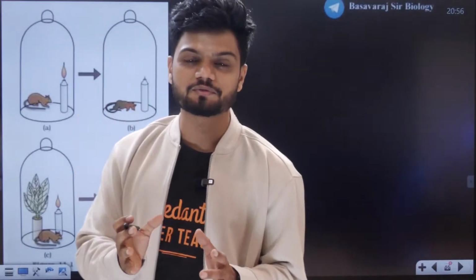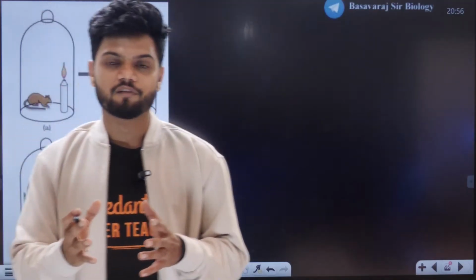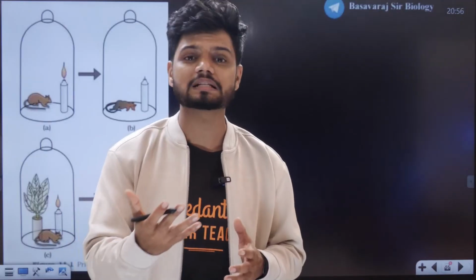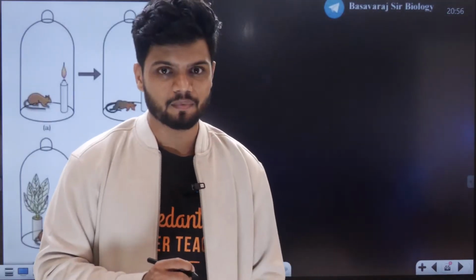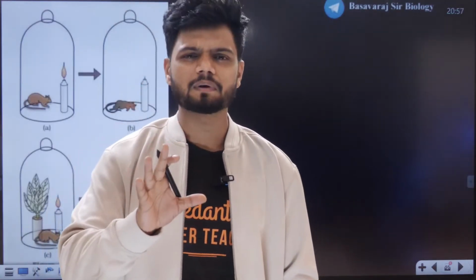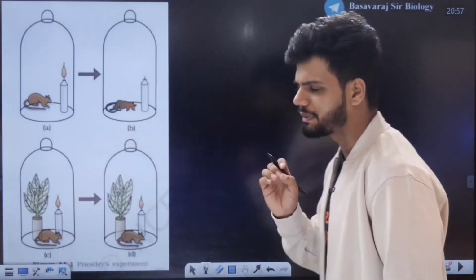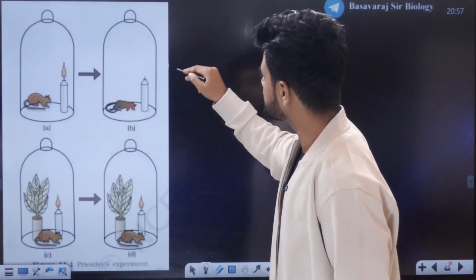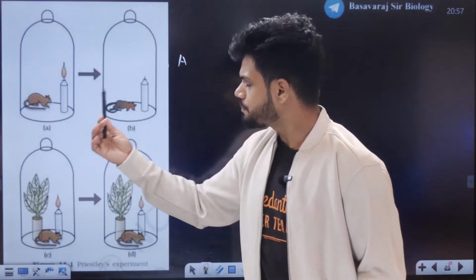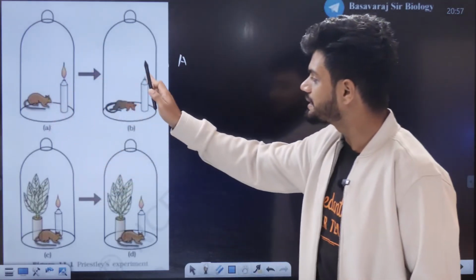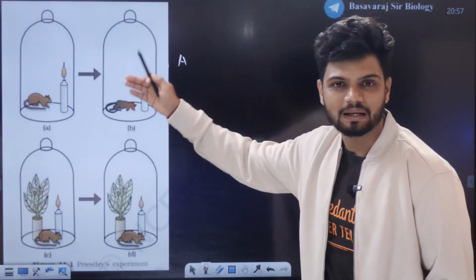Now, this diagram is from a famous experiment, with the help of which we were able to discover oxygen. This was an experiment done by Joseph Priestley, called the Bell Jar experiment. Very simple experiment. In setup A, Joseph Priestley took a mouse and a candle, and after some time, the candle and the mouse both died completely.